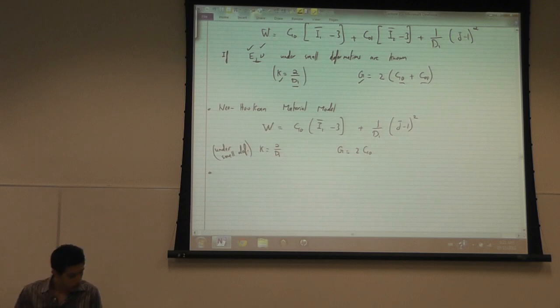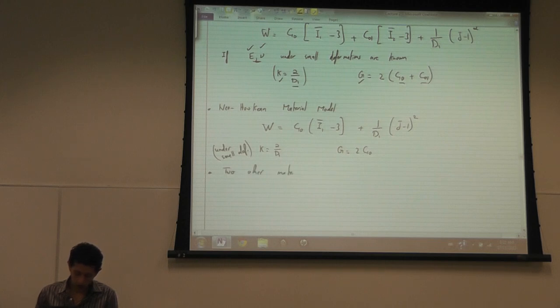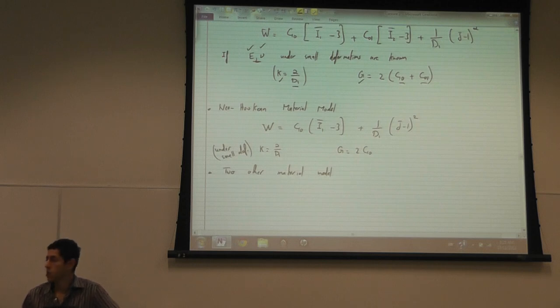Another material model. So there are two other material models. You can look at them if you ever need them, but for the assignments or for any work that I will ask of you, it will be the first two material models. But of course, if you were doing work on hyperelastic materials, you would be interested to see all the different material models available for such materials. One is called the Ogden material model, and another one called the polynomial form material model.